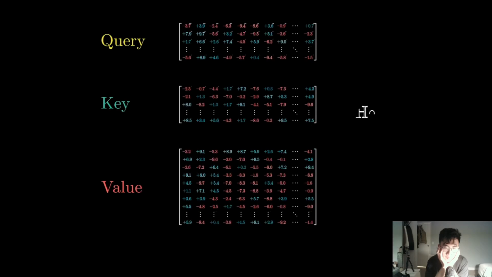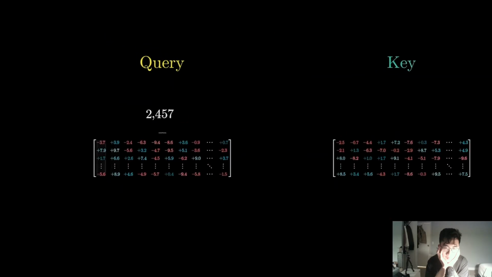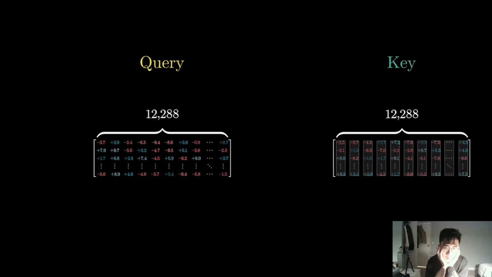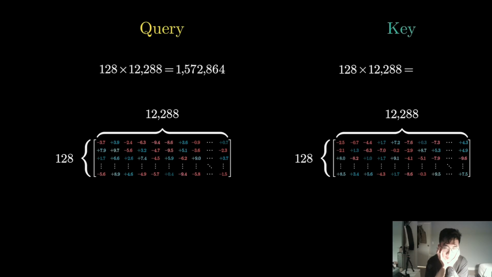I want to take a moment to continue what we started in the last chapter with the scorekeeping, where we count up the total number of model parameters using the numbers from GPT-3. These key and query matrices each have 12,288 columns, matching the embedding dimension, and 128 rows, matching the dimension of that smaller key query space. This gives us an additional 1.5 million or so parameters for each one.